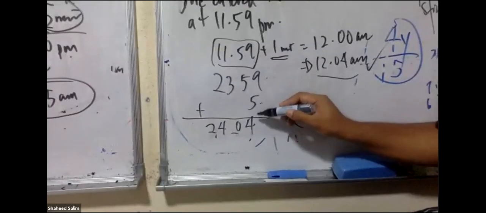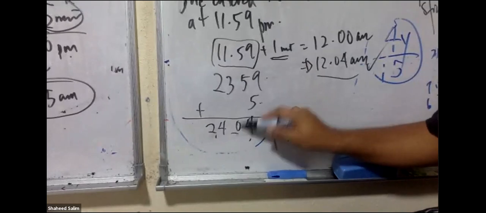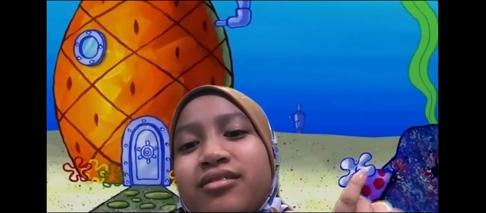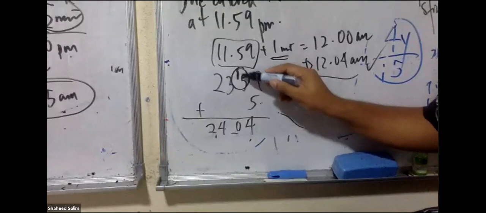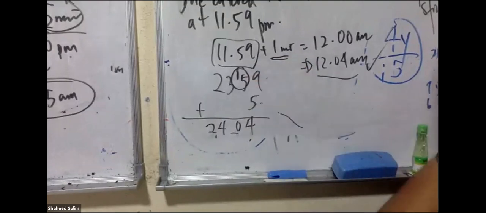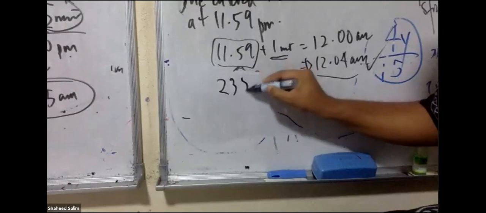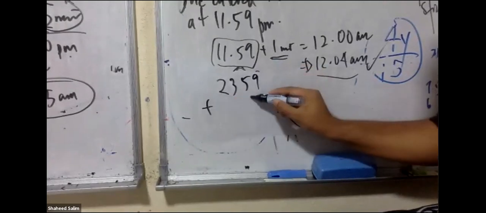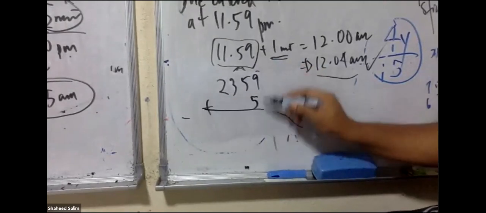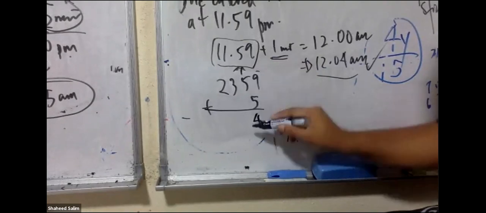9 plus 4, 14. Count by one hand. This is now 6. Once it becomes 6, you got to carry an hour. Okay, never mind. We try again. 23:59 plus 5 minutes. Okay, let's say we plus like that. 14, carry 1, 64.